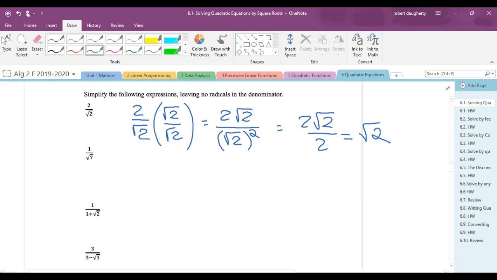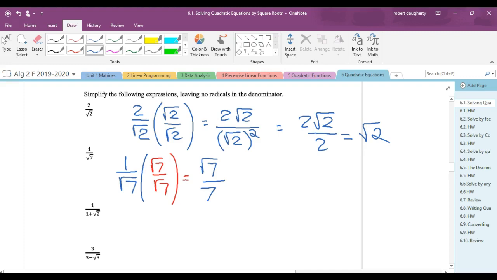1 divided by the square root of 7. If I want to get rid of that square root of 7 on the bottom of the fraction, what will I multiply by? Square root of 7 divided by the square root of 7. And this gives me what? Square root of 7. What is the square root of 7 times the square root of 7?